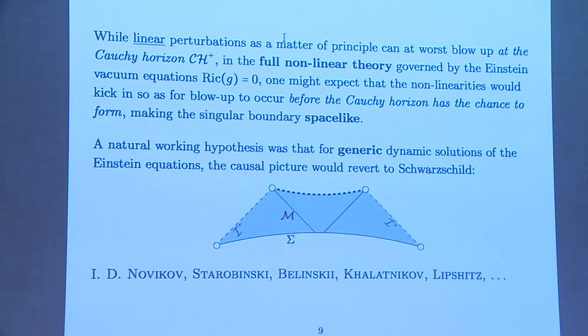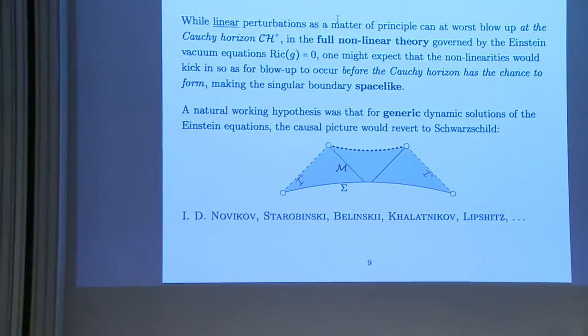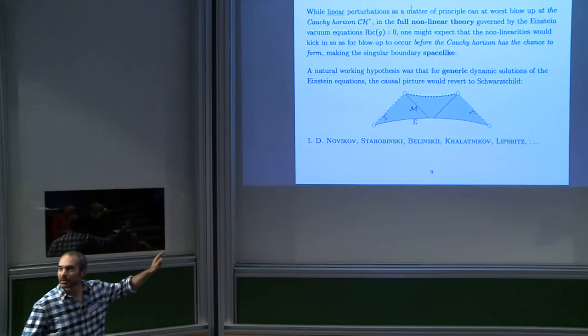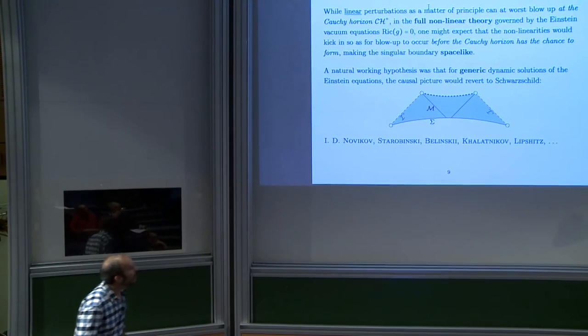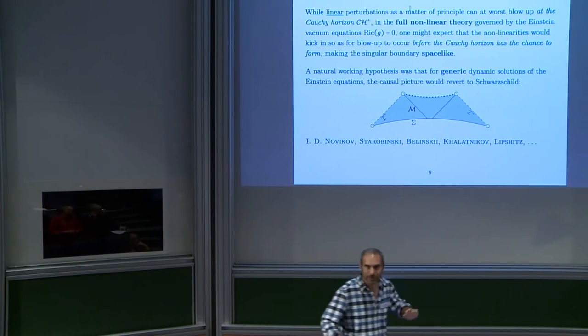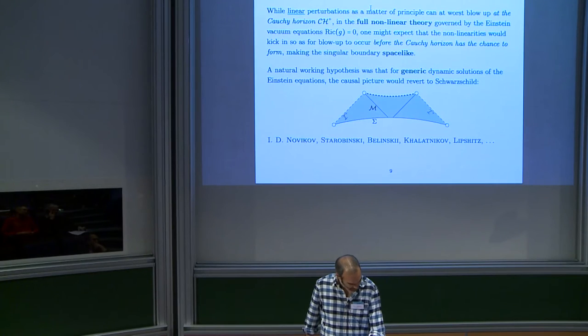Okay? This is sort of funny because, of course, the Schwarzschild family is non-generic within the Kerr family, but the claim was that if you looked more generally within all dynamic solutions, then the generic case would look like Schwarzschild. And this is something that has been discussed in the physics literature for a very long time, and many people have written about this.